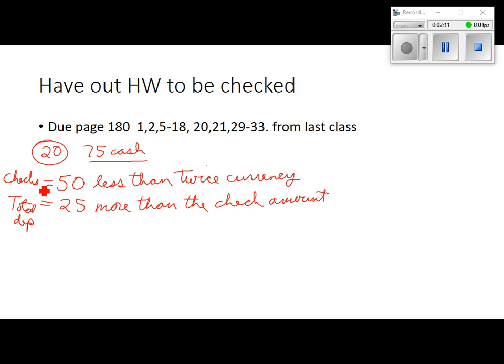So we need to somehow maybe shorten this up a little bit. How can we throw some variables in here? What are the things that we don't know? What are the things that we're looking for? We need the check total, the total amount, and one other thing. Total. That's total deposit and the currency, regular money.